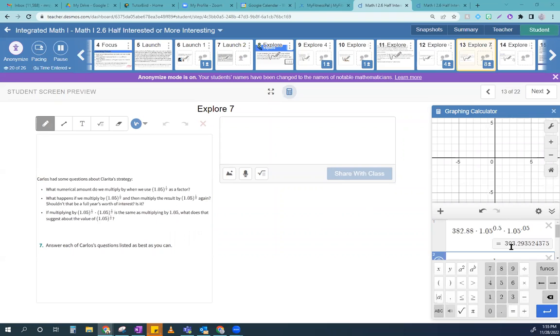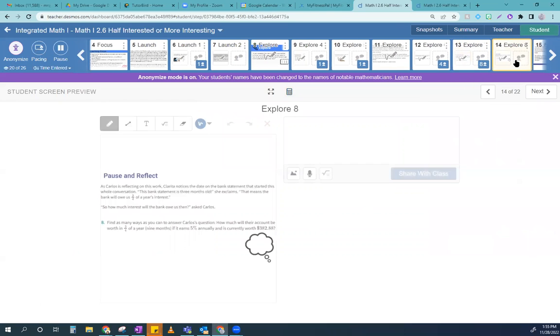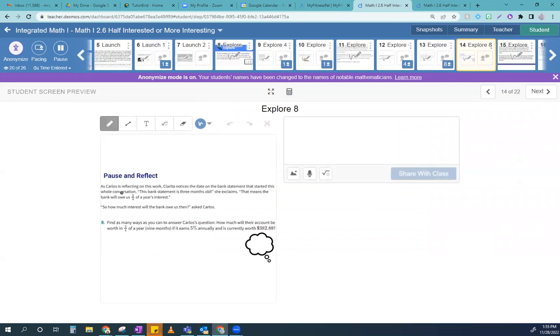All right. As Carlos is reflecting on the work, he notices the date on the bank statement that started this whole conversation. This bank statement is 3 months old, she explained. That means the bank will owe us 3/4 of a year's interest. So how much interest will the bank owe us then? So find as many ways as you can to answer Carlos' question. How much will their account be worth in 3/4 of a year, 9 months, if it earns 5% interest?